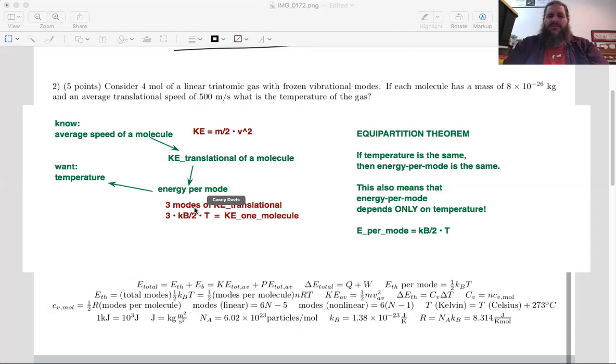If we have 2 formulas representing the same quantity, what can we do with those 2 formulas? Set them equal to each other. Yeah, we can write that as one of the formulas for translational kinetic energy of one molecule equals the other formula for translational kinetic energy of one molecule. That is, the translational kinetic energy of one molecule is 3 times the energy per mode, because 3 of the modes count as translational kinetic energy. Any questions on that so far?